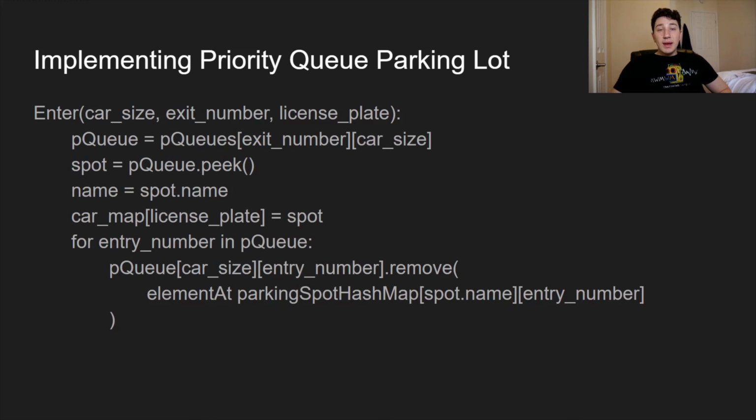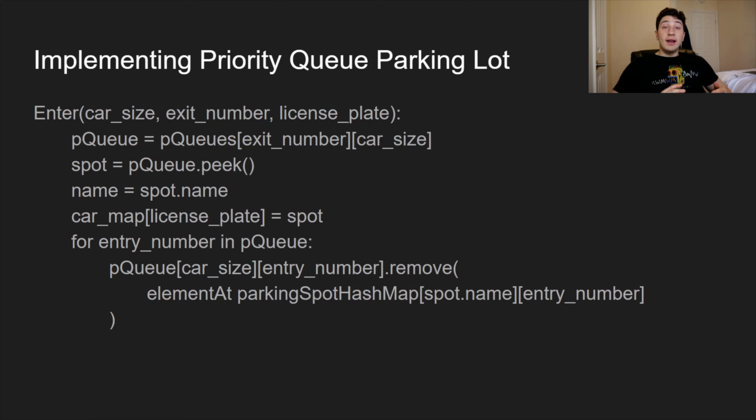Okay, so let's imagine we're calling enter, and we have the size of the incoming car, the entry number that we're going through, and the license plate number of the incoming car. So the first thing that we're going to do is figure out the proper priority queue to check in order to remove an element from that priority queue. That priority queue is going to be the one corresponding to the entry number that we're coming through, also with the proper car size.